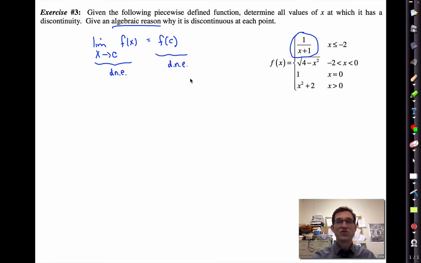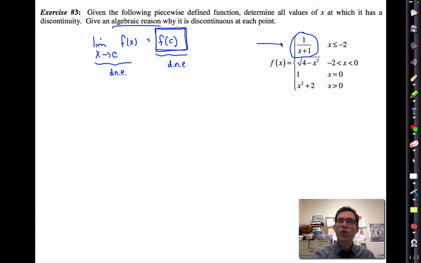It could fail because they both don't exist. Or it could fail because they both exist, they just don't happen to be equal. All right? So there's lots of possibilities here. The first thing that I always want to consider, this is me personally, is places where the function doesn't exist.